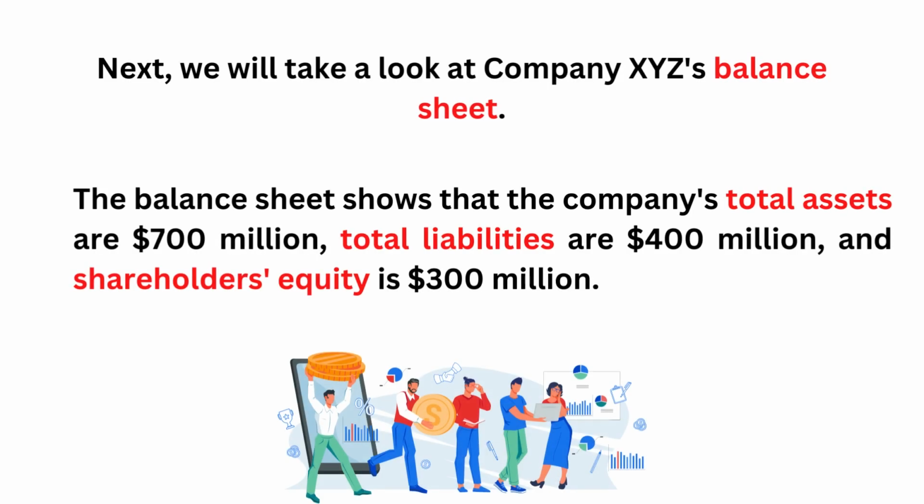Next, we will take a look at company XYZ's balance sheet. The balance sheet shows that the company's total assets are $700 million, total liabilities are $400 million, and shareholders' equity is $300 million.